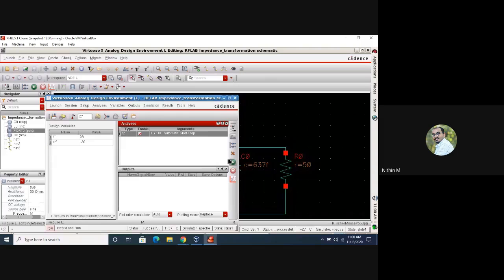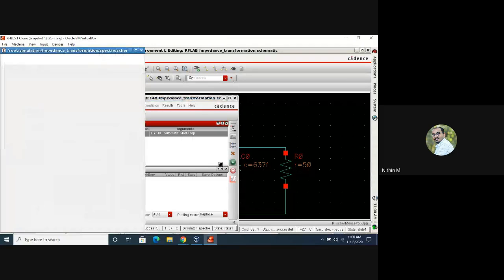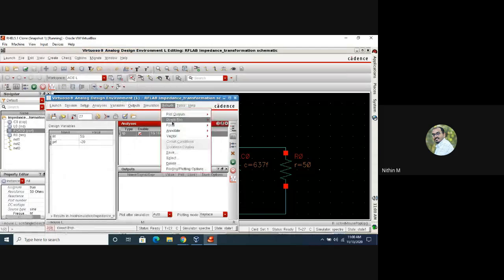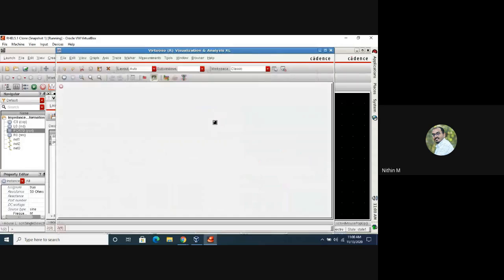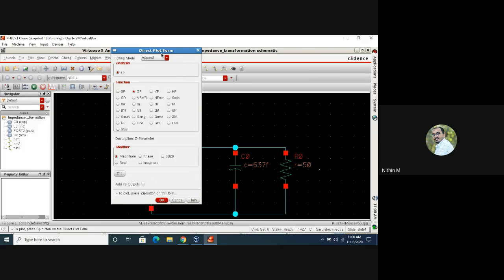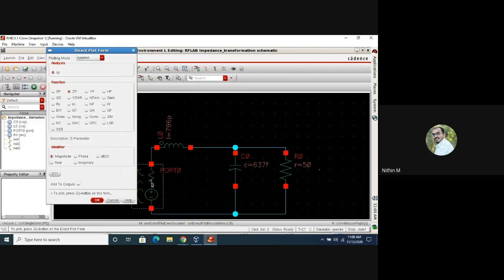I have given a run, and the simulation is successful. I'll go to results, direct plot, main form. In SP analysis, you have the provision to measure a lot of things. What I'll measure is Z11, the impedance. Z11 represents the impedance seen from this side. This is the Z parameter, and I can get the magnitude, phase, dB20, real and imaginary. So I'll check the real and imaginary components.